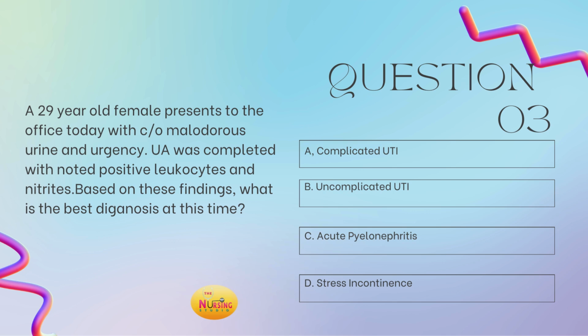It's a female. She has standard complaint signs and symptoms of a UTI with the malodorous urine and urgency, right? Nothing outside of the norm that makes us think anything more complicated. She's 29, young female. So the best answer here is B, an uncomplicated UTI.